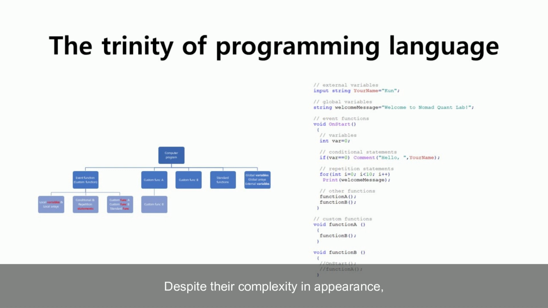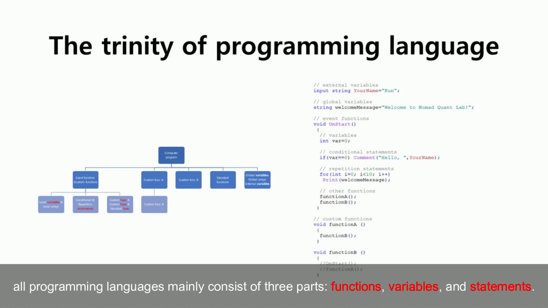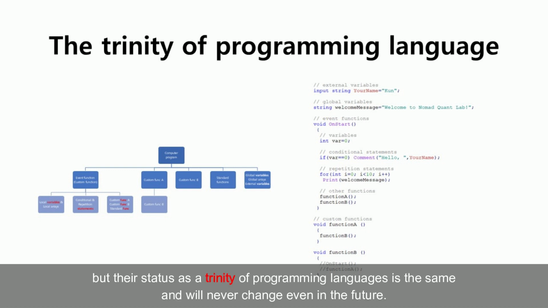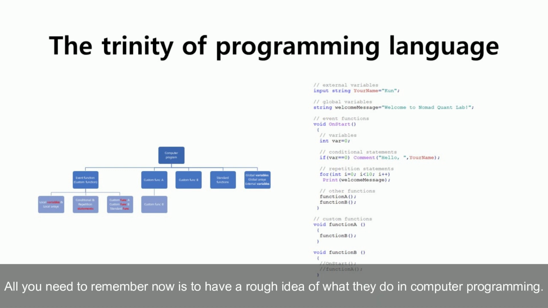Despite their complexity in appearance, all programming languages mainly consist of three parts: functions, variables, and statements. I would like to call them the trinity of programming languages. They may appear differently depending on programming languages, but their status as a trinity of programming languages is the same and will never change even in the future. All you need to remember now is to have a rough idea of what they do in computer programming.